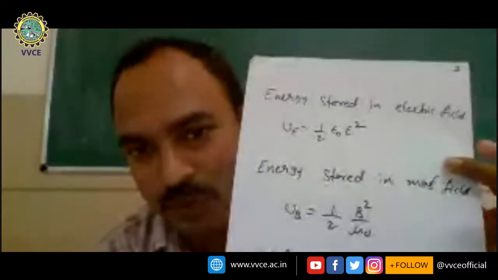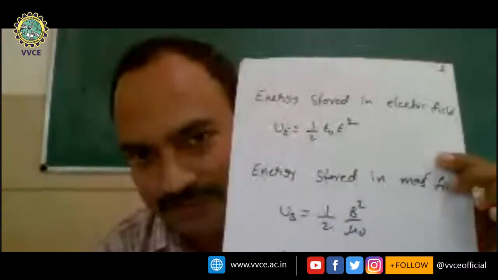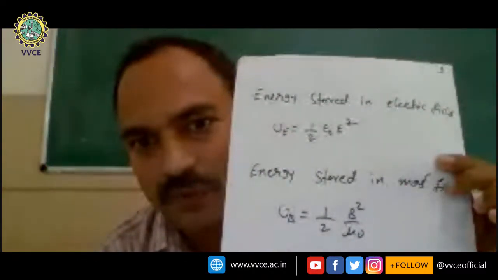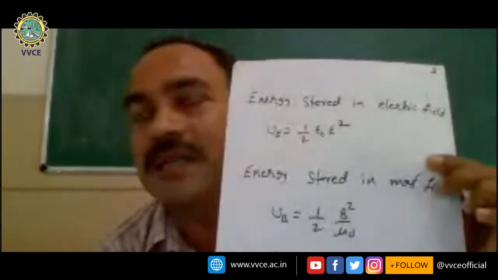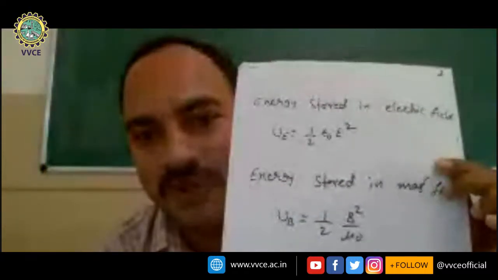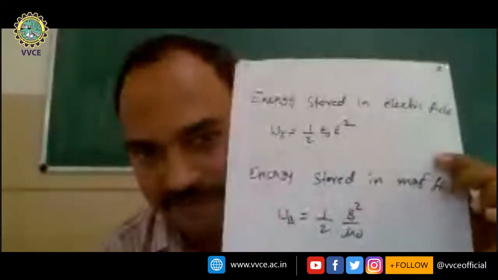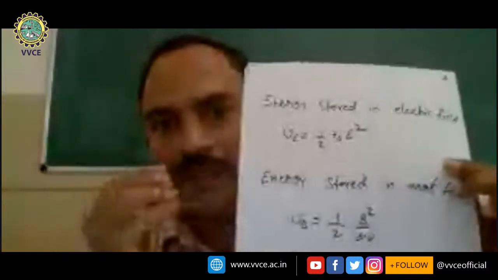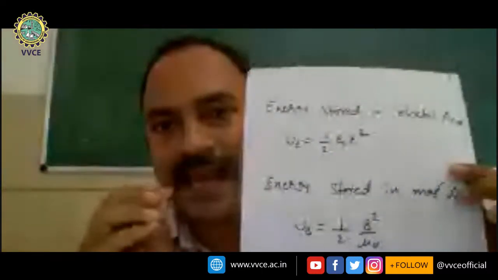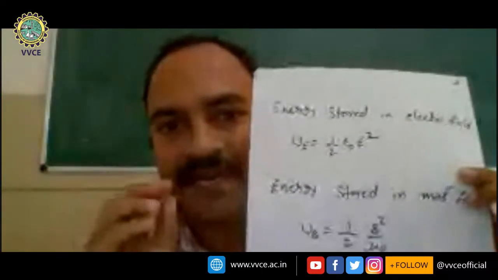This is divided by mu naught. As usual, epsilon naught, mu naught. Epsilon naught represents the permittivity of free space. Mu naught represents the permeability of free space. So energy is carried by both electric field and magnetic field.